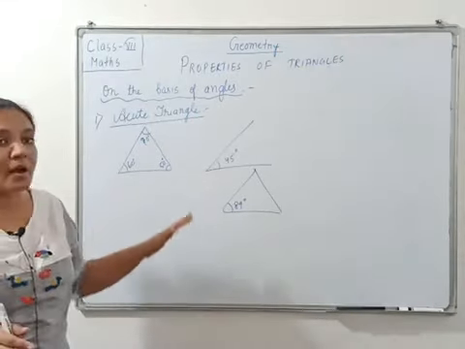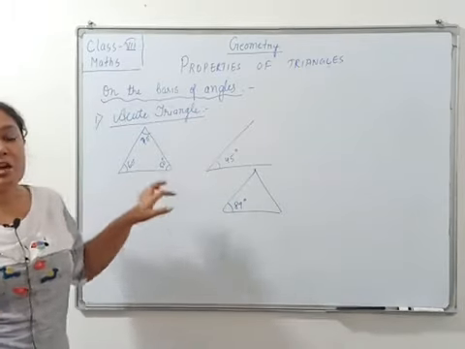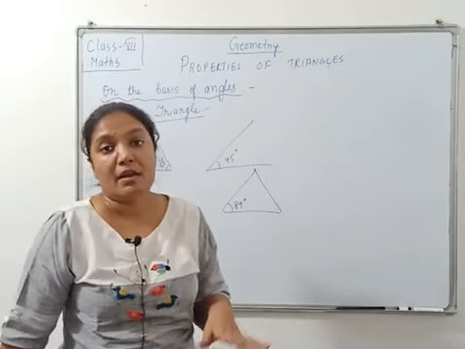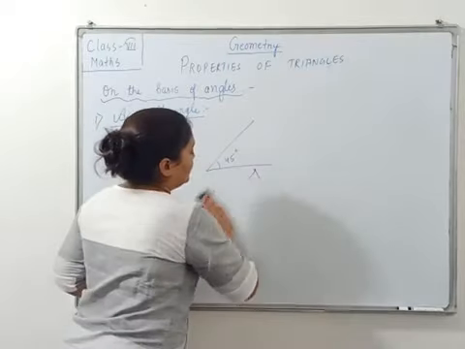Acute angle means all the three angles should be less than 90 degree. The measure of all the three angles should be less than 90 degree, not some. This one also you don't make mistake, okay?